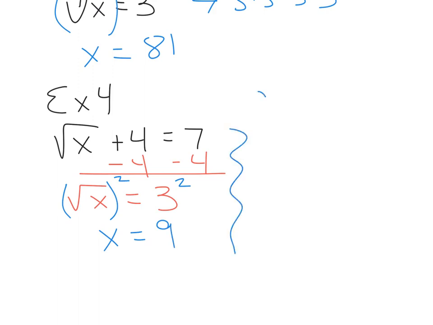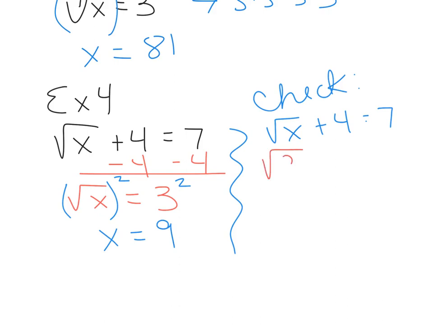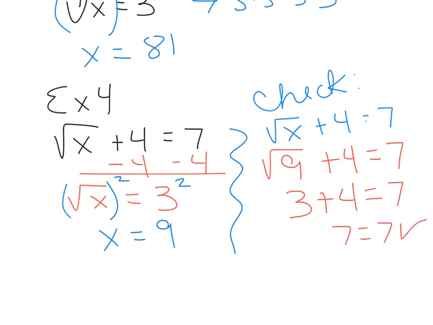Now I'm going to check over here, because this is a more complicated equation. I probably should write it out. The square root of x plus 4 equals 7. I'm going to take my solution, substitute it right in there where x is. I'll have the square root of 9 plus 4 equals 7. I'm going to simplify. Square root of 9 is 3. 3 plus 4 does equal 7. So this does check out, so we have a good solution here.